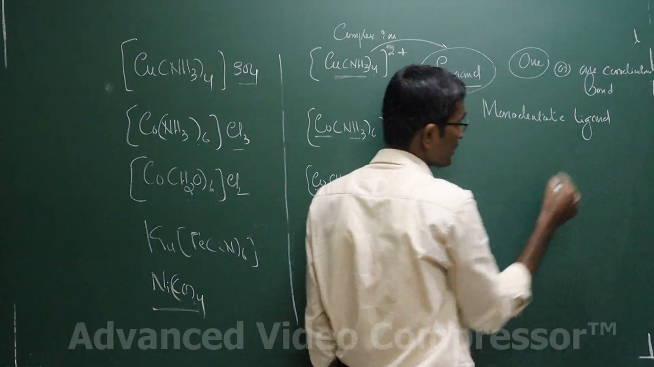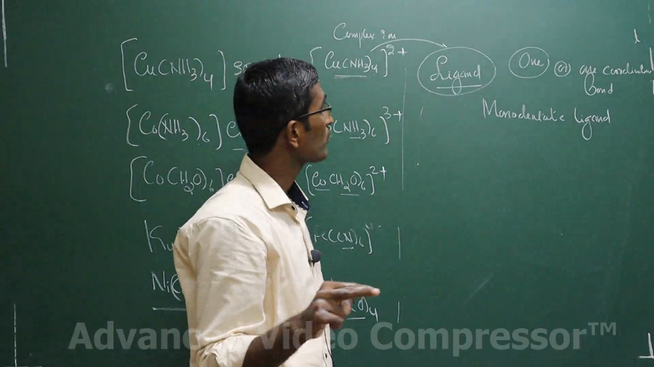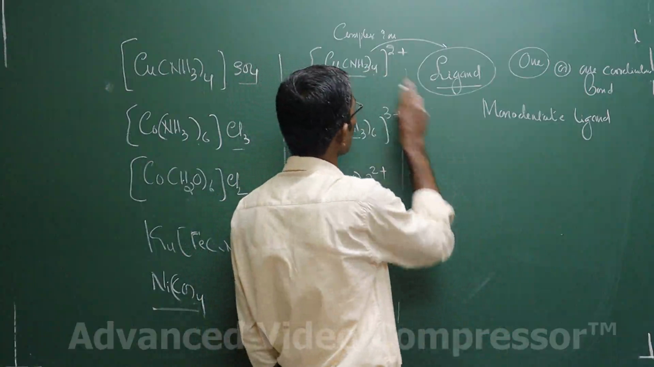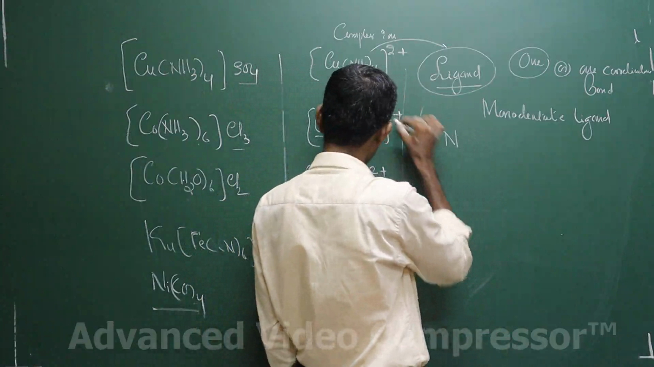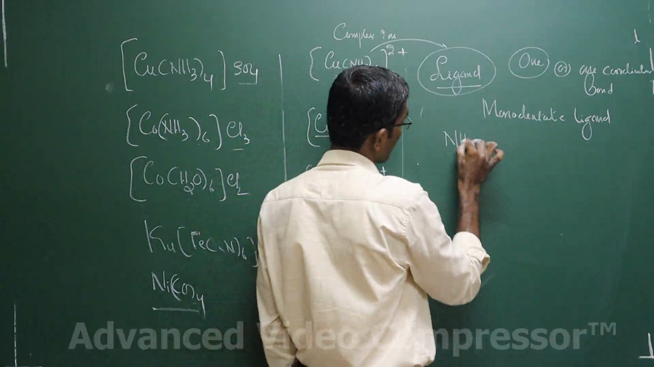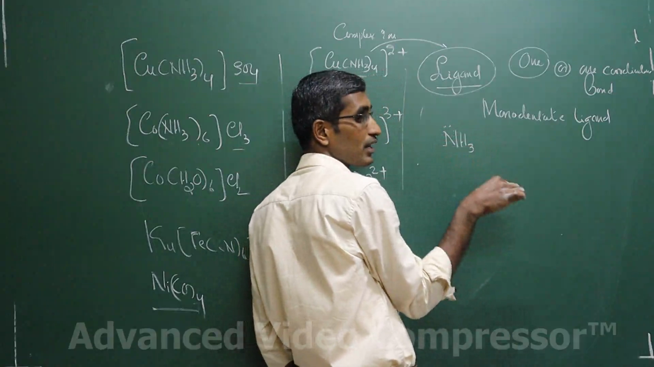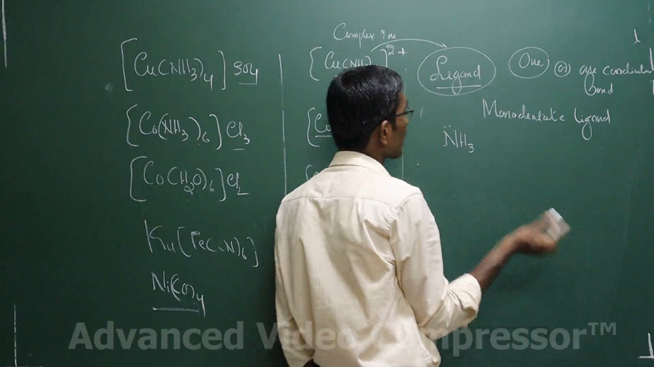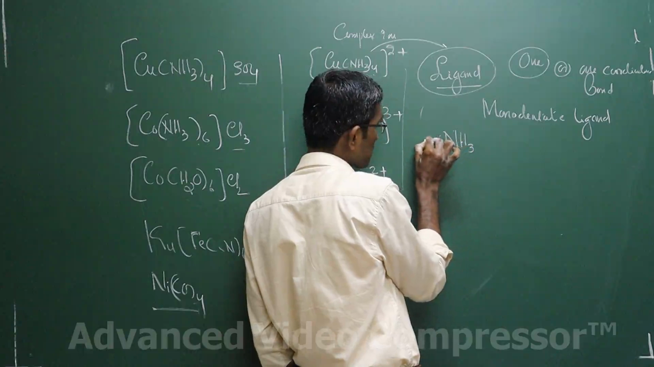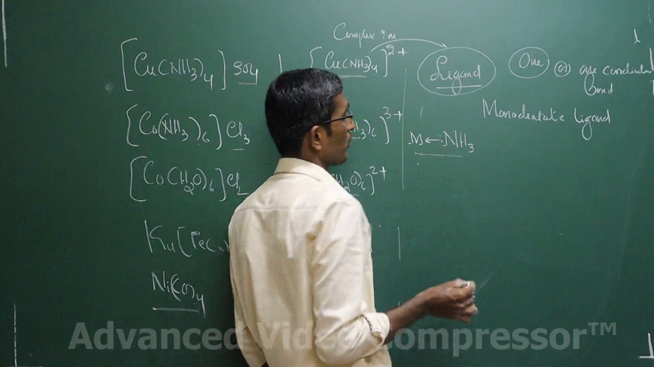A monodentate ligand is the one which has only one coordinating atom, I mean only one lone pair of electrons is there. For example, ammonia. All the ligands mentioned here are monodentate ligands. Ammonia is a monodentate ligand because only the nitrogen is the donor atom. So only one donating atom is there. Nitrogen will establish a coordination bond with the central metal ion from the ammonia side. So this is the bonding which happens.